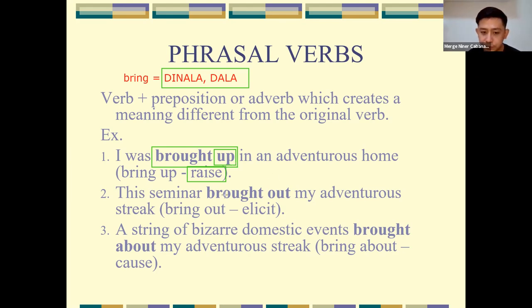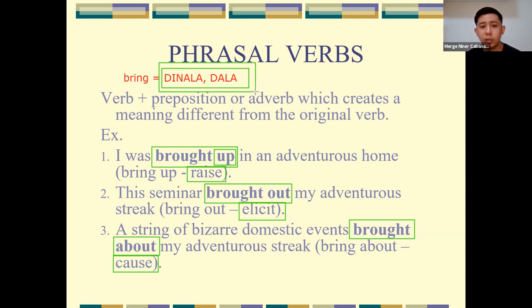This seminar brought out. Now, brought means dinala. But because of the presence of out, the verb together with the preposition out now becomes elicit. Okay, what about the last? Bring about. Bring or brought, in this case, is a past participle, and then about is your preposition. The meaning turns to cause.